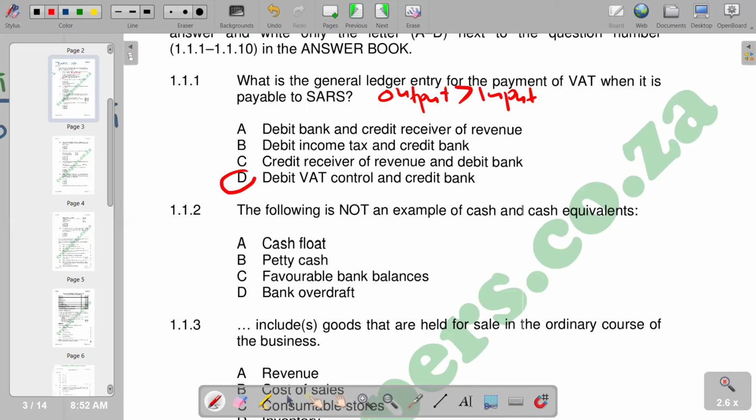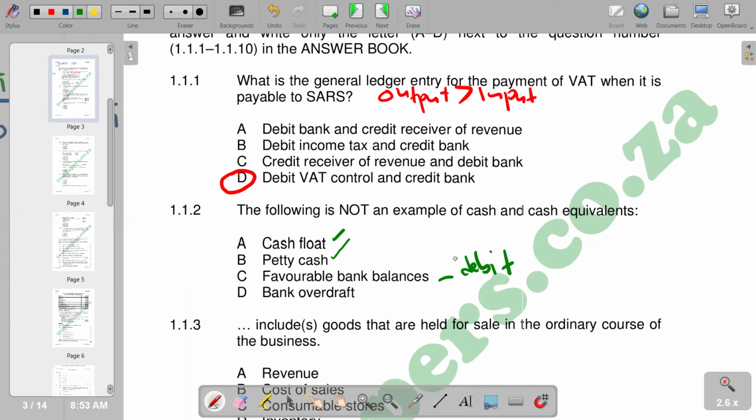Moving on to number two, which of the following is not an example of cash and cash equivalents? We know that cash and cash equivalents represent the actual cash position that we have in the business. According to the responses, we have cash float, which is part of our cash and cash equivalents. We have petty cash, also part of that. We have a favorable bank balance, which means it is a debit balance. So when it's a debit balance, it's also part of cash and cash equivalents.